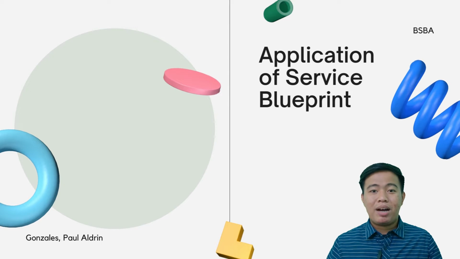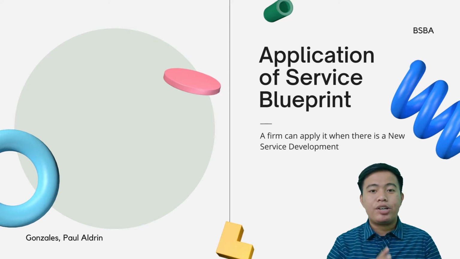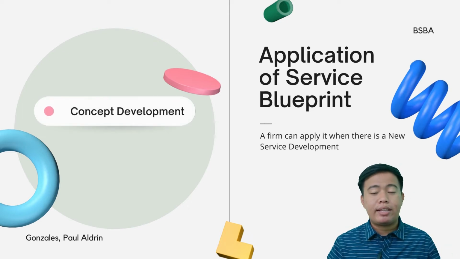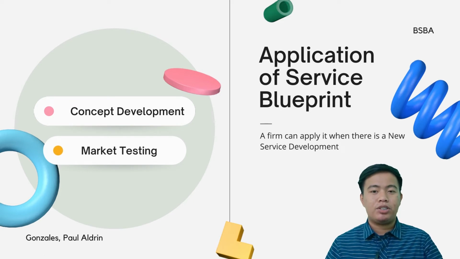Now, let's talk about application of service blueprint. A firm can apply it when there is a new service development, like concept development or market testing. And this is a way to test multiple marketing scenarios and select the most promising for expansion.